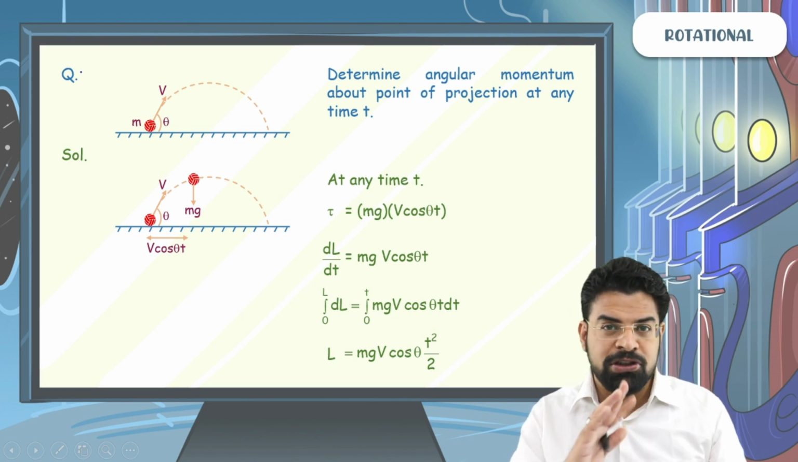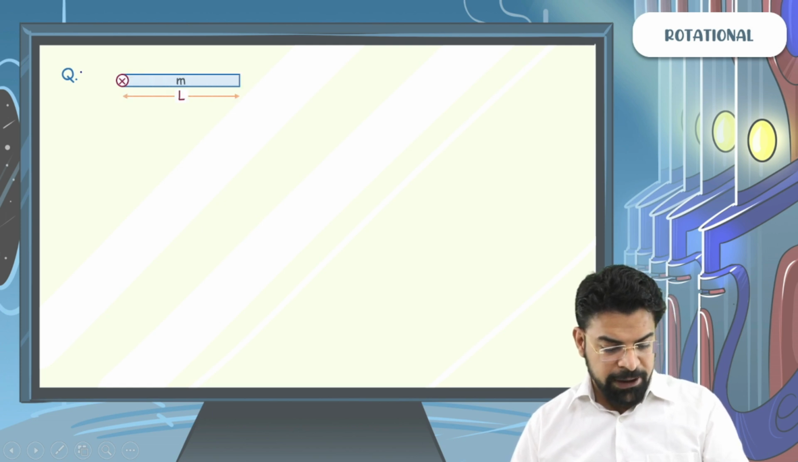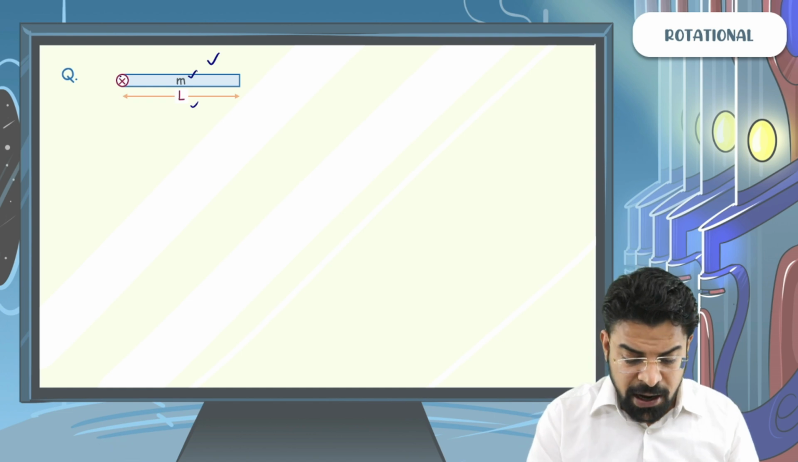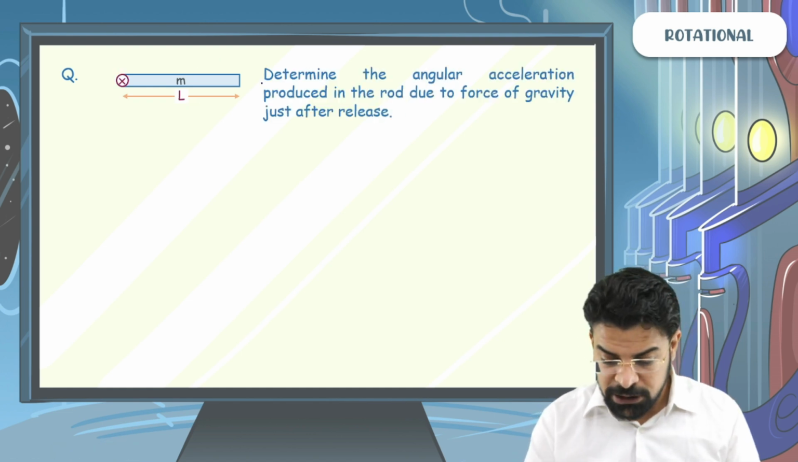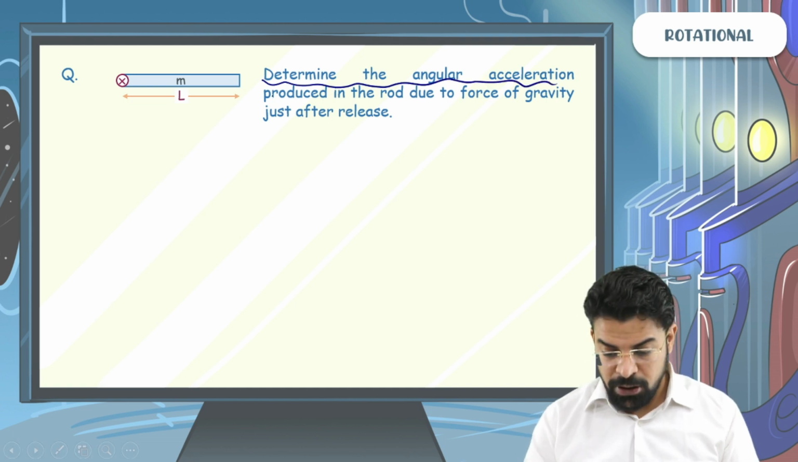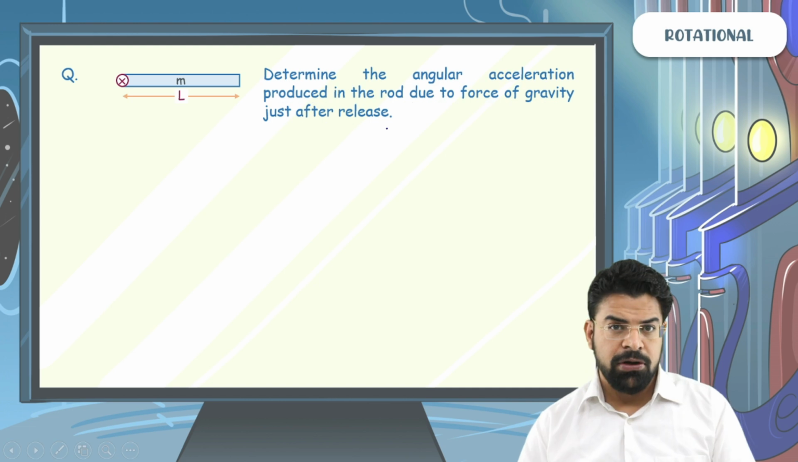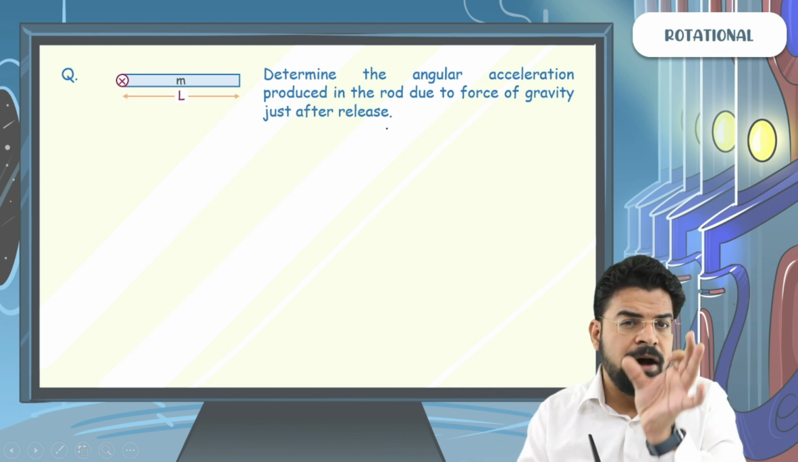Today we will be just doing examples one after another. So the example goes like this: there is a horizontal rod and it is hinged at one of its ends. The question is, determine the angular acceleration produced in the rod due to the force of gravity just after release. So what will be the angular acceleration of this rod just after the release?